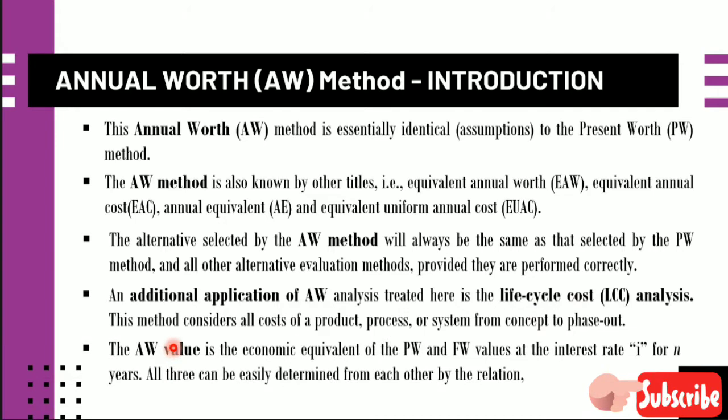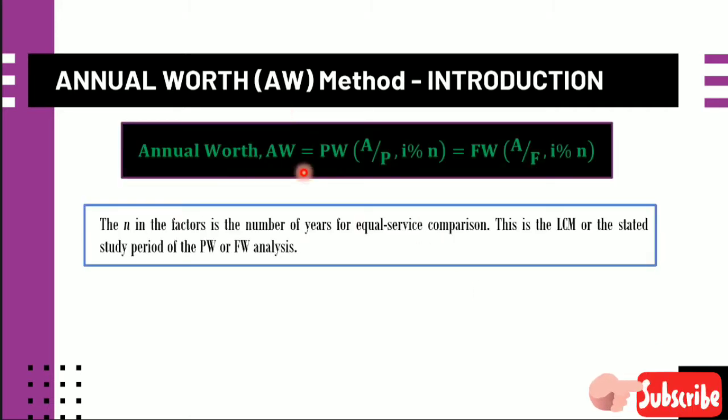The annual worth value is the economic equivalent of the present worth and future worth values. The present worth value is from the present worth method in evaluating the proposal or alternative, and the future worth value is from using the future worth method in evaluating the same project proposal at the interest rate I for n years. So all three can be easily determined from each other by the relation presented in our next slide.